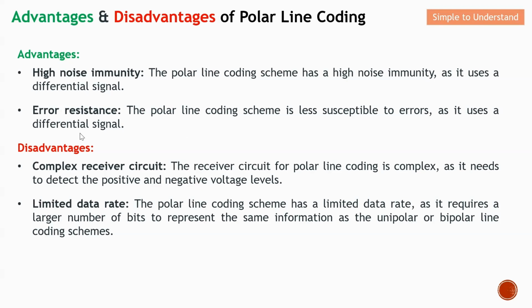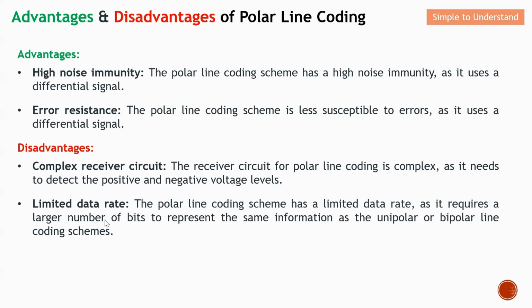Let's come to the disadvantages. Polar line coding is going to have a complex receiver circuit. Why? Instead of just 0 and positive, for polar line coding we are going to have positive and negative. Hence, the receiver circuit for polar line coding is more complex as it needs to detect the positive and also the negative voltage level.